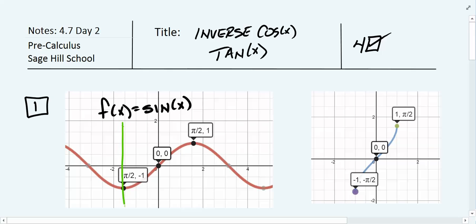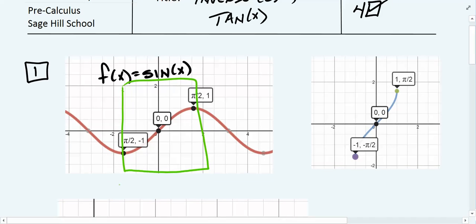So what I'm going to do is draw a box around that and only talk about that box. If I restrict its domain between negative pi over 2 and positive pi over 2, then all of a sudden that function becomes a one-to-one function, and therefore it has an inverse. You guys still following the story? Okay, good. Now take those three critical points. Those points are negative pi over 2, negative 1; 0, 0; and pi over 2, 1.